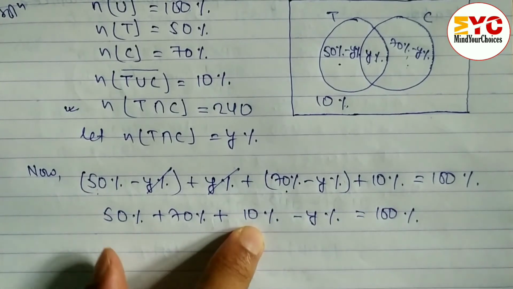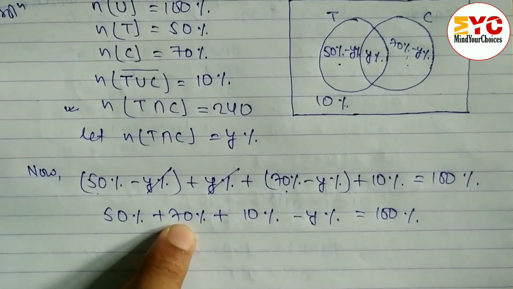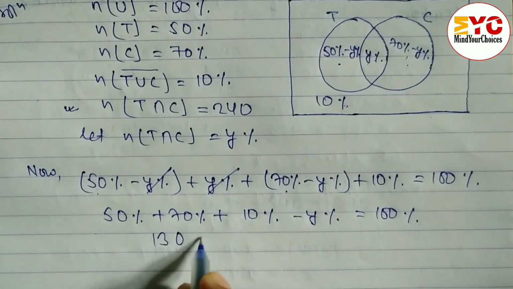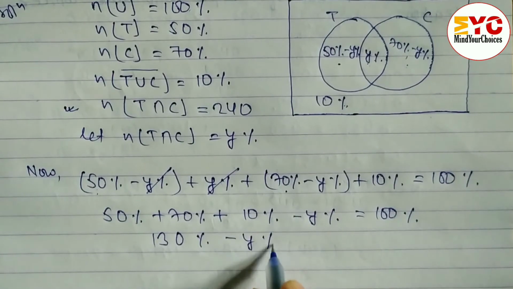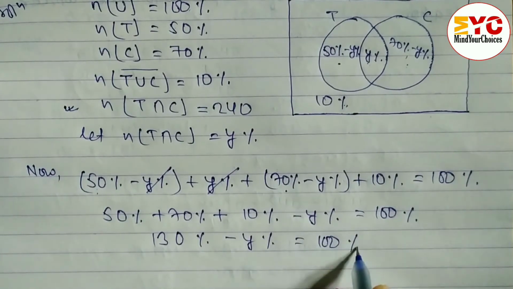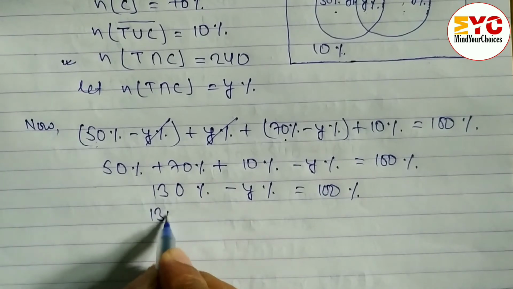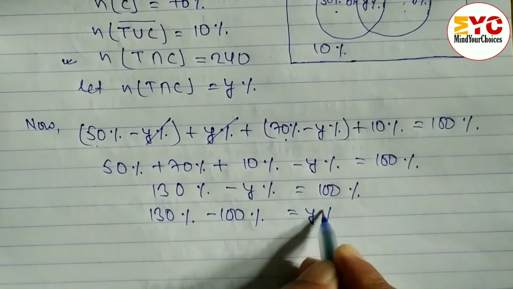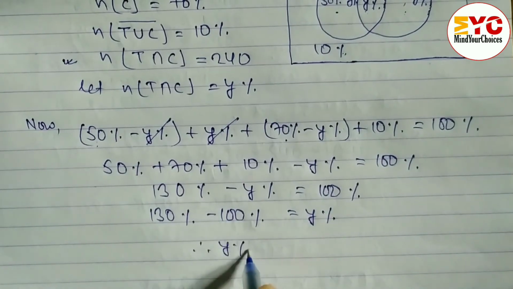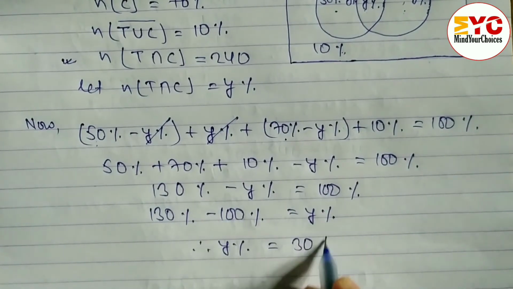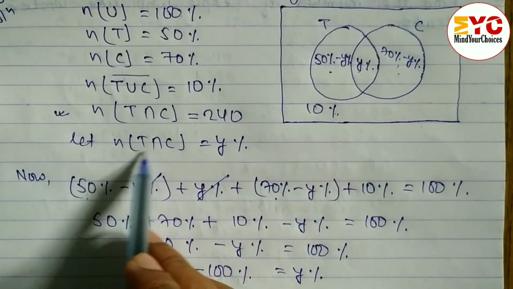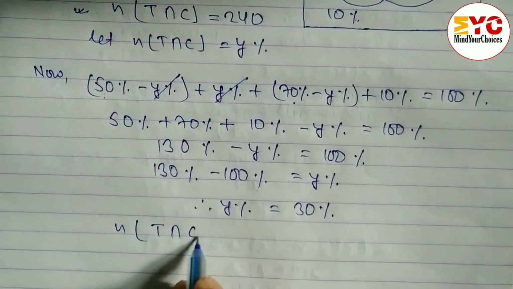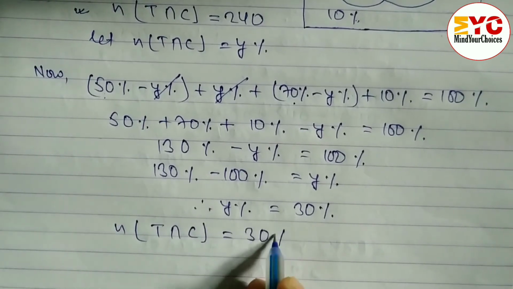Now let's add this. 70 plus 50 is 120, plus 10 is 130. So we can write here 130% minus y percent is equal to 100%. So 130% minus 100% is equal to y percent. Therefore y percent is equal to 30%. What did we let y percent be? The intersection, those who like both. So T intersection C is equal to 30%.